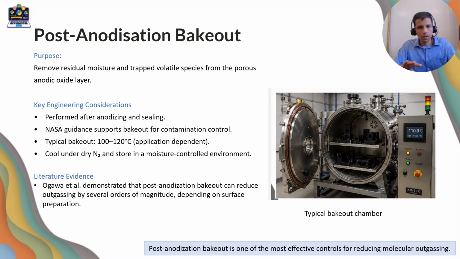The part is placed into the oven. Here I'm showing a typical bakeout chamber where the parts are placed and baked at a certain temperature for a certain duration. Due to that heat, the volatile species and moisture start to outgas and the surface starts to become clean, which gives more confidence and reduces the outgassing risk.